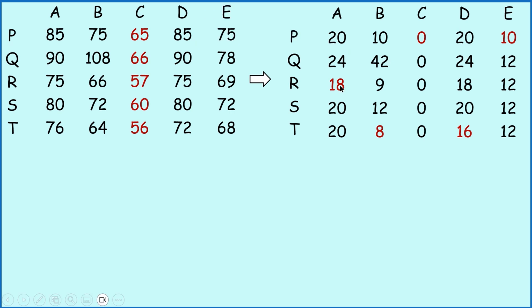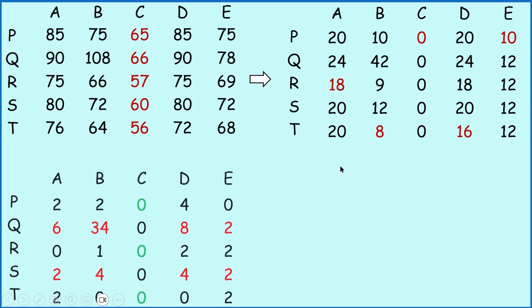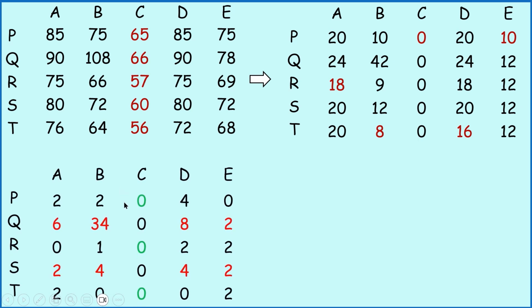So for example, if you take the first column, the minimum value is 18. So 20 minus 18, it will become 2. 24 minus 18, 6. And 18 minus 18, 0. So 20 minus 18, 2. 20 minus 18, 2. So like that, for every column, the minimum value needs to be subtracted from every element in the column. So likewise, if you do, this is the resultant matrix.